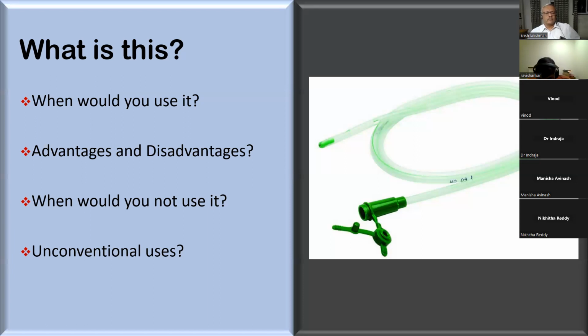Advantages, it directly bypasses the mouth and it's easily available. It's cheap. Relatively easy to put in. Okay. What else? Customizable. And generally easily managed. Doesn't need a lot of tech expertise to manage a Ryle's tube. Right? What are its disadvantages?